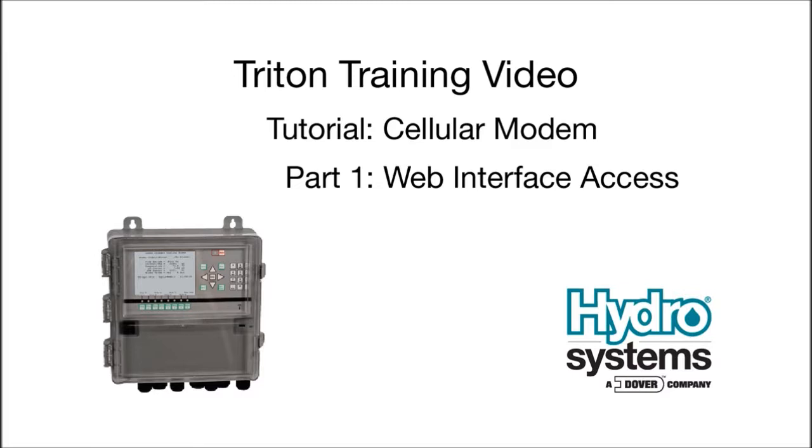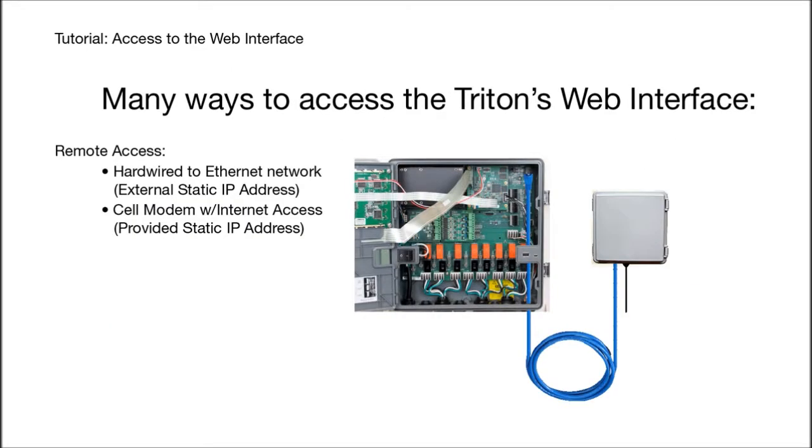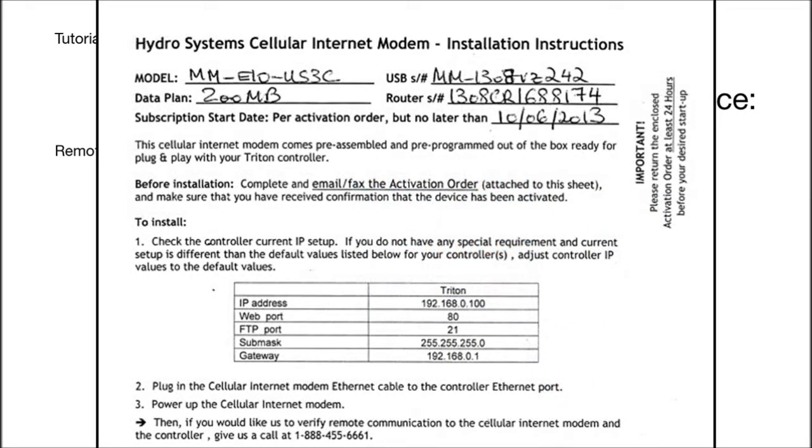It's designed for someone who's using a cellular modem with their Triton and how you would configure access to the Triton's web interface. When your Triton's connected to the local area network of a building, it can be difficult to convince the IT department to punch an address through the firewall for remote access. So another option is to use a cellular modem, and you don't have to bother the IT people of the building. On the cellular modems that we provide, the key is the modem paperwork.